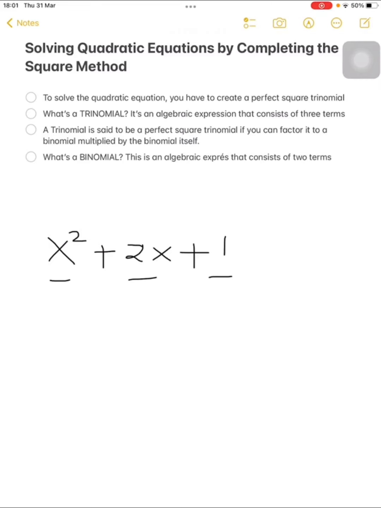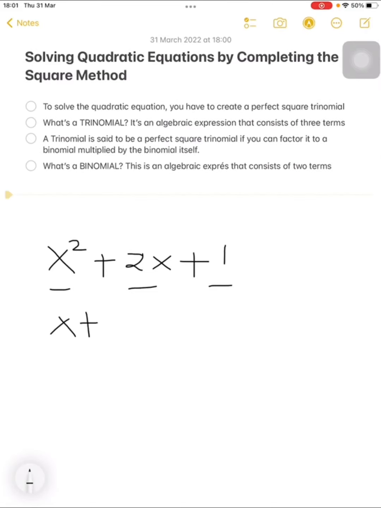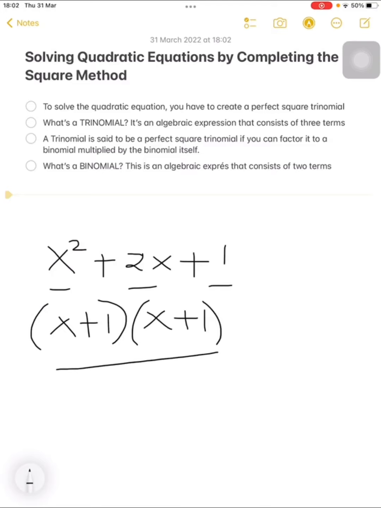So you have a binomial, for example, x plus 1, and then you multiply it by itself. So it means you have to multiply by x plus 1 for you to get a perfect square trinomial. And then if you multiply this, you will end up getting an algebraic expression which has three terms. So up to there, I hope we are together. So for you to solve a quadratic equation by the use of completing the square method, in the process, you will be creating a perfect square trinomial.